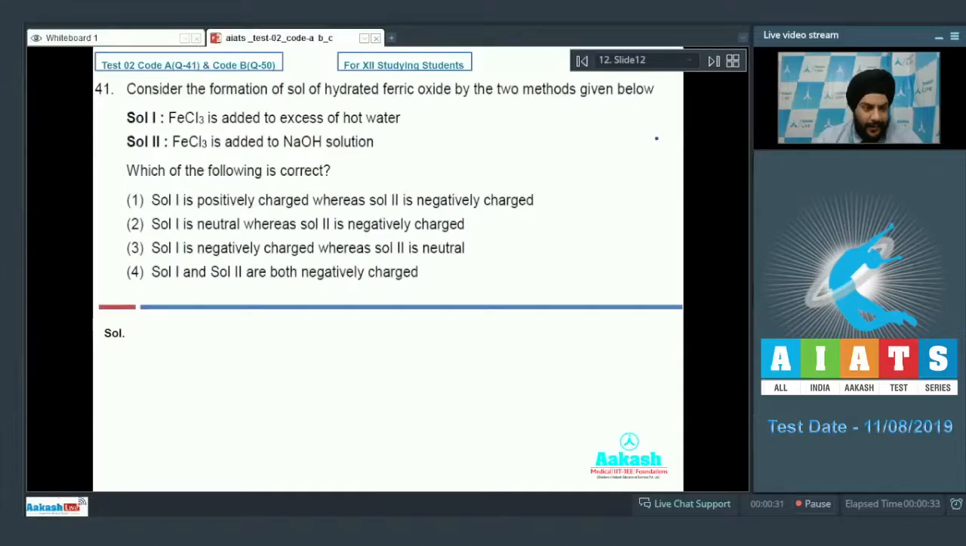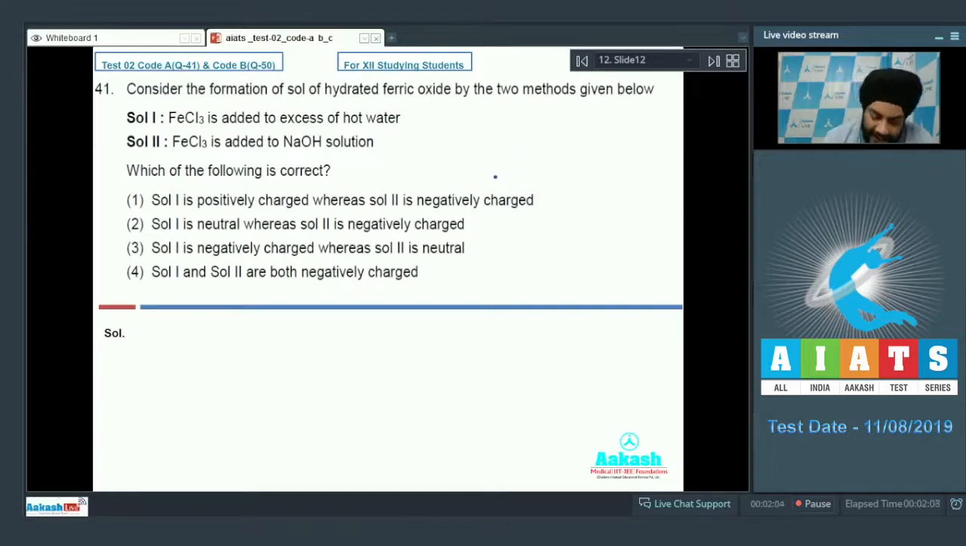Let us look at question number 41 now, students. Consider the formation of a sol of hydrated ferric oxide by the two methods given below. Sol 1 is prepared by addition of FeCl3 to excess of hot water, whereas sol 2 is prepared by addition of FeCl3 to NaOH solution. Which of the following is correct? So the examiner seems to be interested in the charge on these colloidal particles.